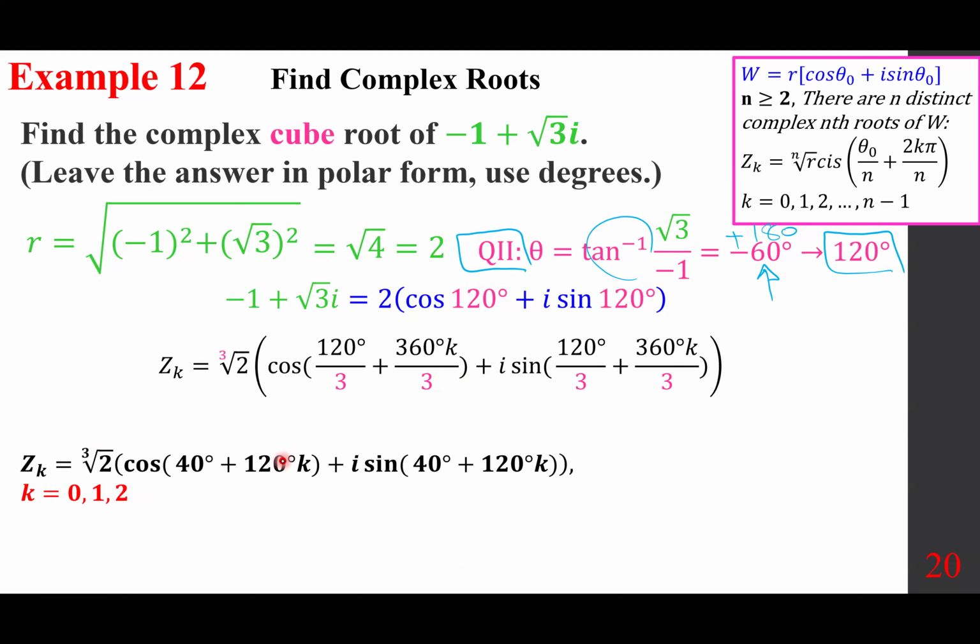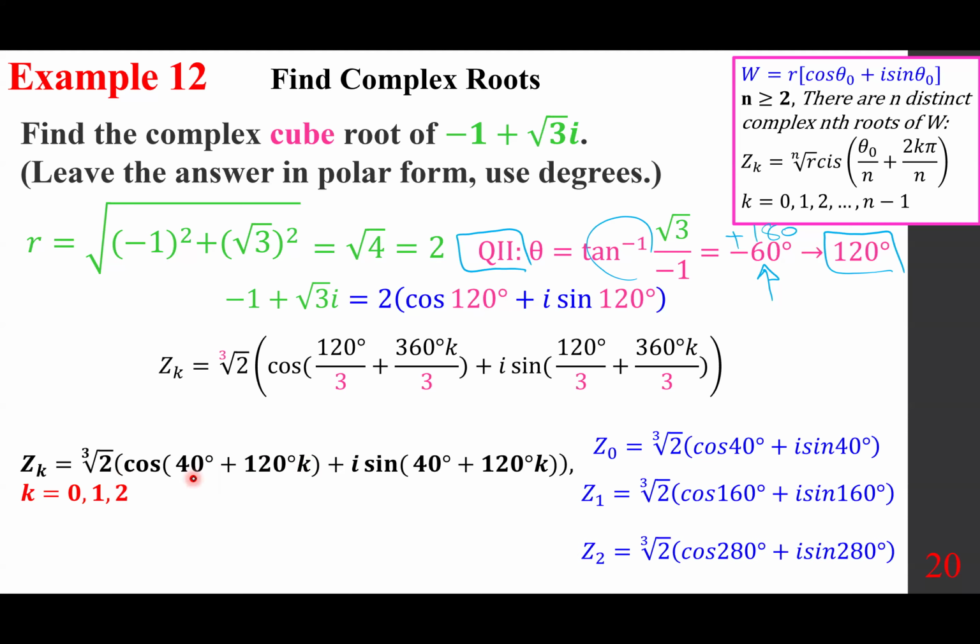So z sub 0, if I plug in 0, this goes away, I get just 40 degrees. Cube root of 2, cis 40 degrees. If I replace this with 1, I get 120, plus 40, I get cube root of 2, cis 160 degrees. If I go with 2, 2 times 120 is 240, and 40 is 280. I get cube root of 2, cis 280.